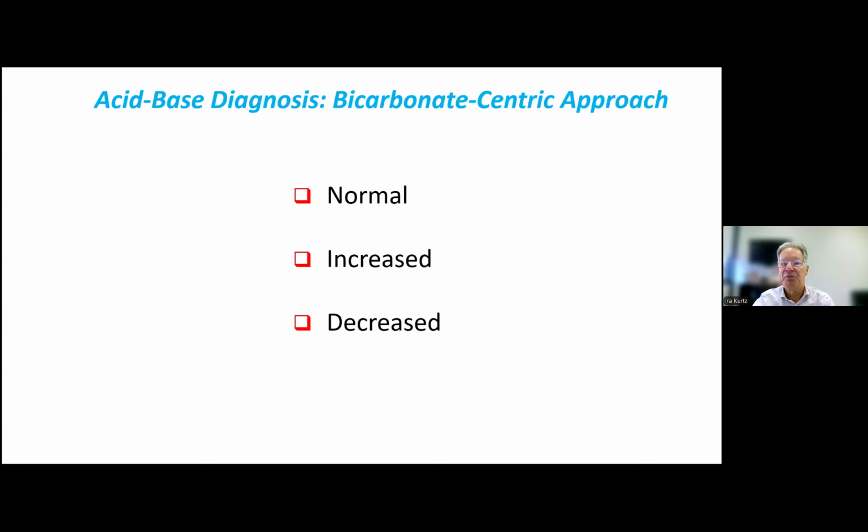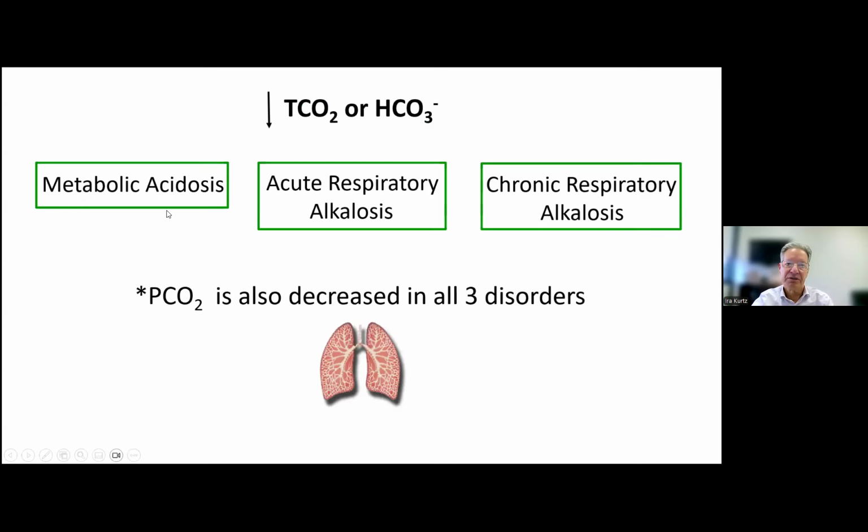And you have to decide in your mind once you focus on it to answer one of these 3 points. Is it normal? Is it increased or is it decreased? If it's decreased, or if you have the bicarbonate and it's decreased and you happen to look at that, then you have a choice of one of three acid-base disorders. It's either a metabolic acidosis, or it's an acute respiratory alkalosis or chronic respiratory alkalosis. Remember, the respiratory acid-base disorders, we divide up by time. We call it acute or chronic. We don't do that with the metabolic acid-base disorders.